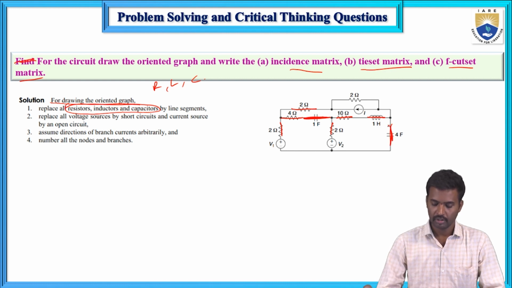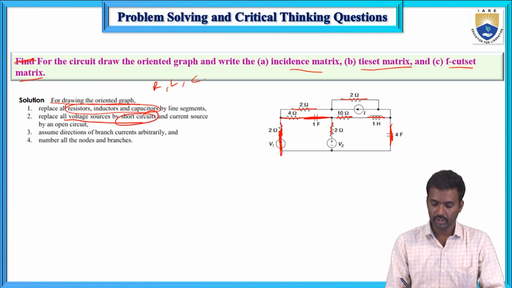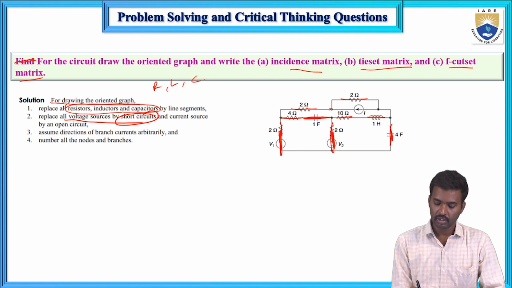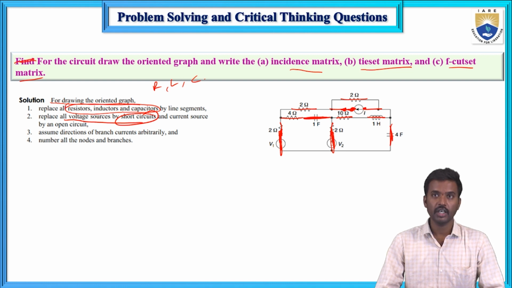So this capacitor. Next, this resistor is also replaced by a line segment, as all passive elements are. Next, voltage sources are replaced by short circuit. This voltage source is replaced by short circuit, and the other voltage source is replaced by short circuit. Next, the current source is replaced by open circuit. This current source should be open circuited, not short circuit. And next, assume the directions of the branch currents and number all nodes and branches.